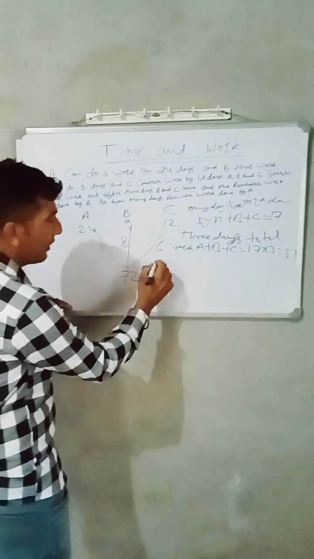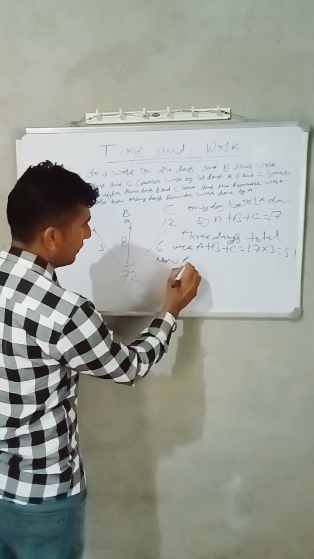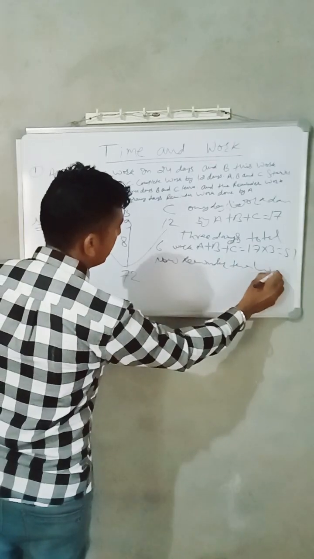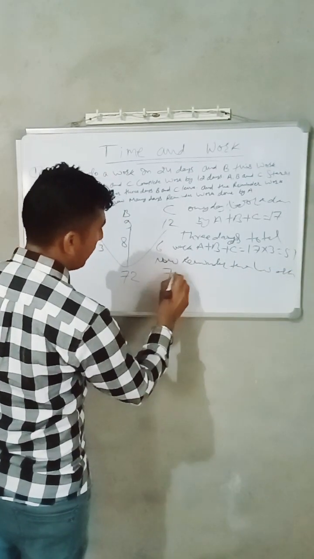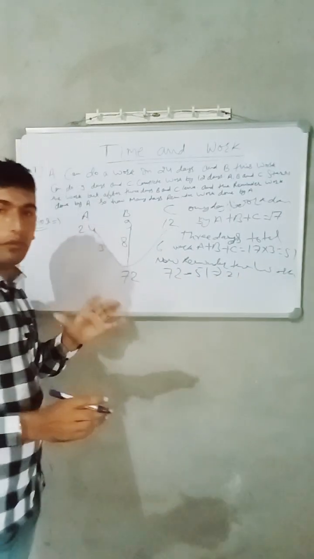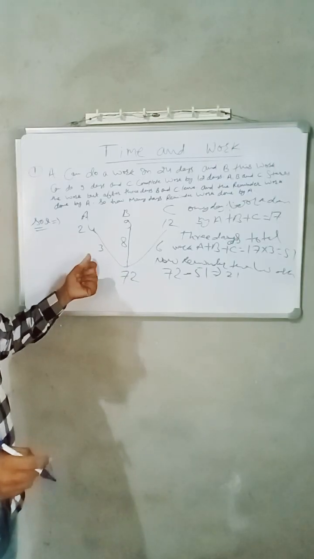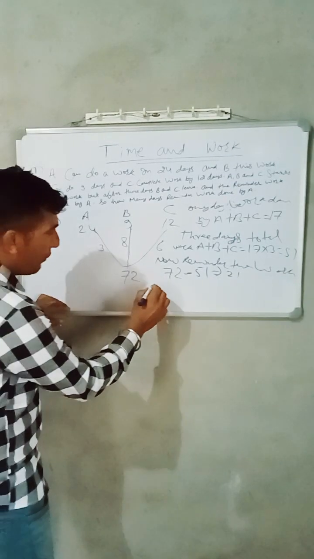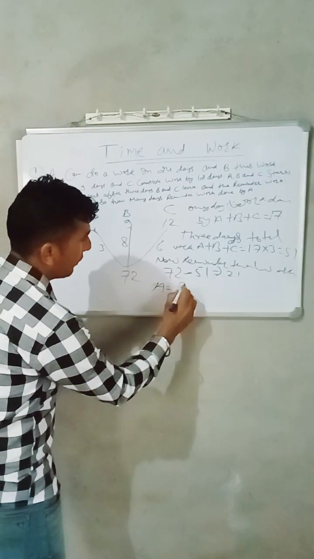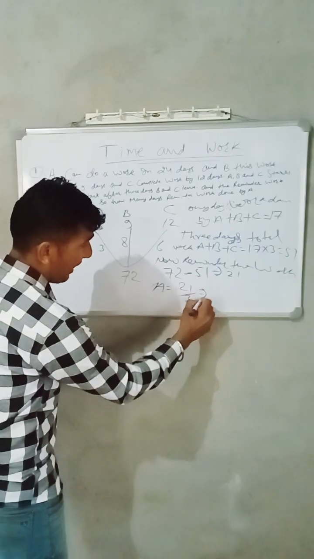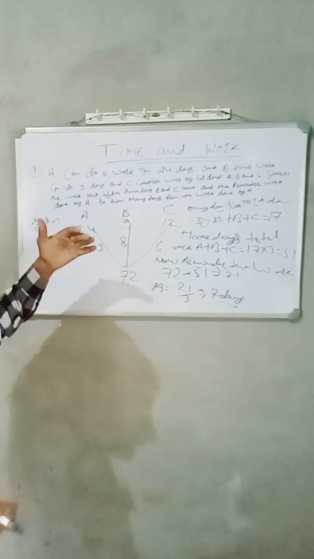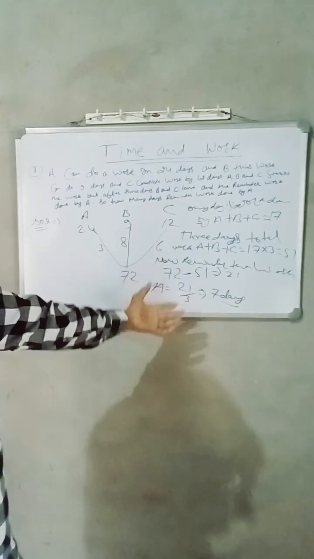Now the remaining work: 72 minus 51 is equal to 21. The 21 work is completed by A. So how many days? 21 divided by A's 3 is 7 days. So the remaining work is completed by A in 7 days.